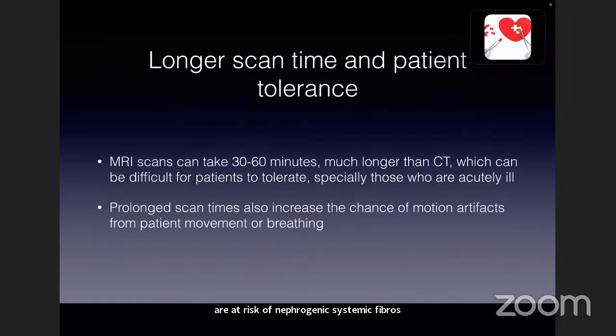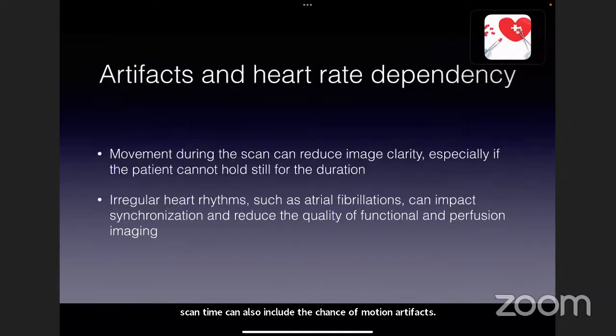Longer scan time. An MRI scan takes 30 to 60 minutes, much longer than CT, which can be difficult for patients to tolerate, especially those who are acutely ill. Prolonged scan time can also increase the chance of motion artifacts from patient movement or breathing. Movement during the scan can reduce image clarity, especially if the patient cannot hold still for the duration. Irregular heart rhythm, such as AFib, can impact synchronization and reduce the quality of function or perfusion images.